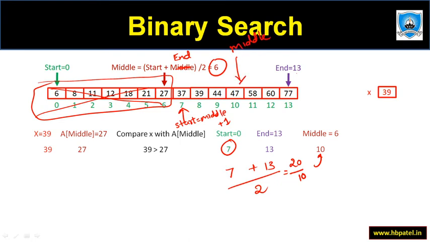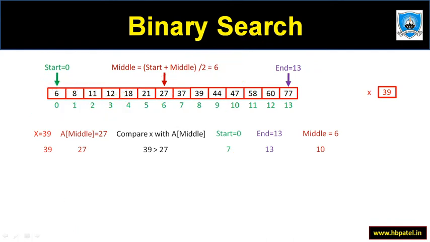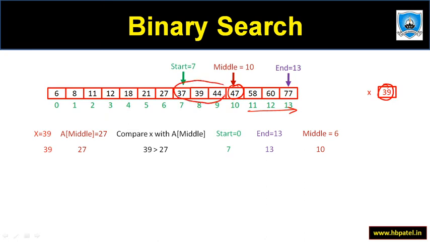All right. So this is the situation. This is the new middle. Now let me erase everything. So now you can see the new middle is equal to 10. Now again compare 39 with 47. So 39 is less than 47. So should we look for this place? No, because these are all higher values and we are looking for something which is less than 47. So now we'll be looking into this stuff.